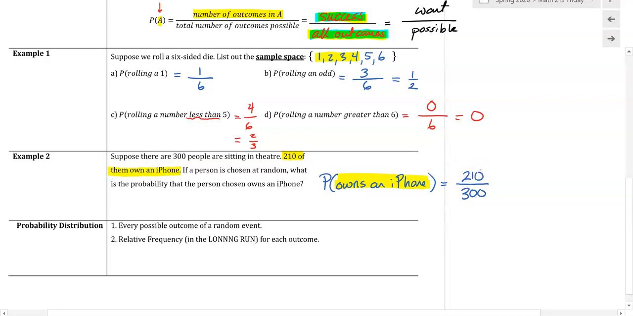at that event. If you simplify this down, you get 7 out of 10, or 0.7, or 70%. Remember, relative frequency, probability, it can all be expressed as a fraction, decimal, or percent. They're all correct.